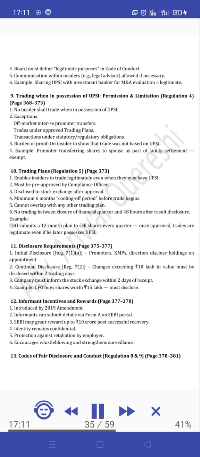4. Example, CFO buys shares worth 15 lakh rupees. Must disclose. 12. Informant incentives and rewards, page 377.